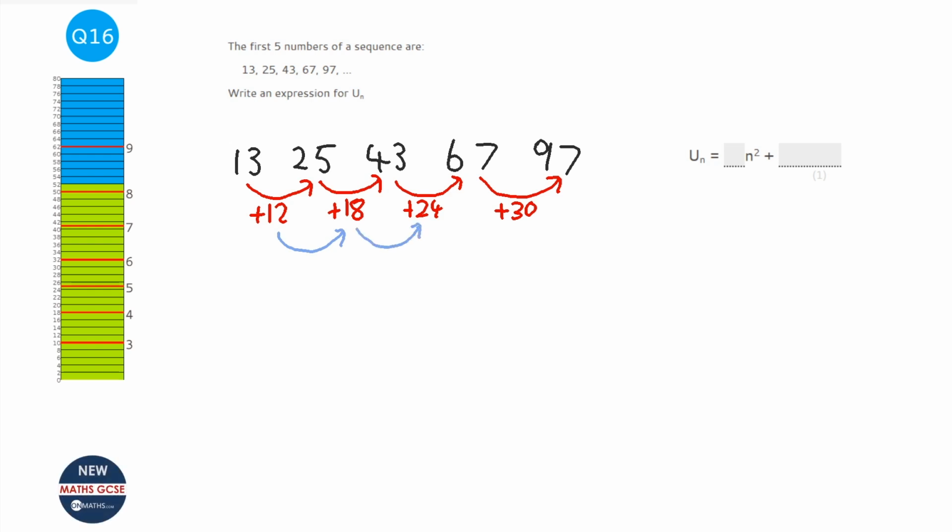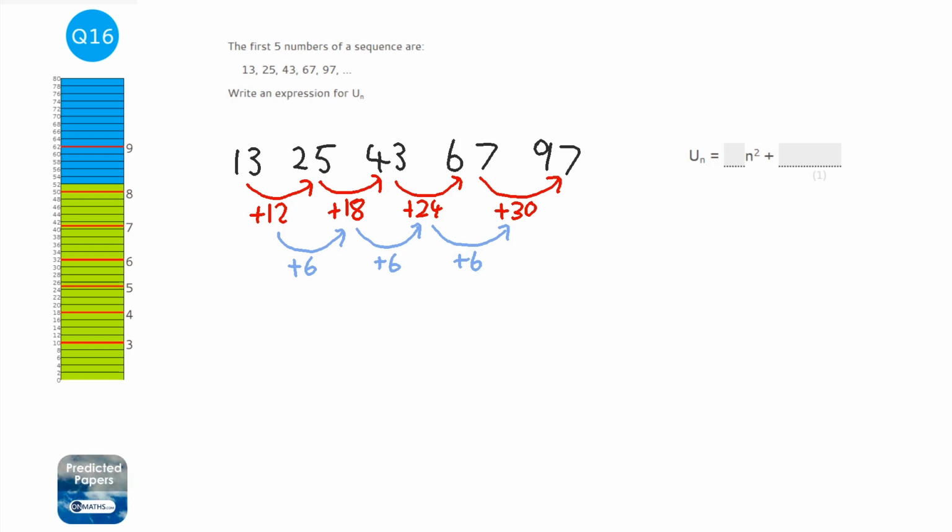If they don't go up by the same amount in the first difference, that means it's not going to be an arithmetic sequence. We're not going to use the standard linear nth term, the one that you're probably used to. For a second difference, it's going to be a quadratic. Let's check to see if there's a second difference. So that's add 6, add 6, and add 6. So we know it's a quadratic sequence, so it's going to involve an n squared somewhere.